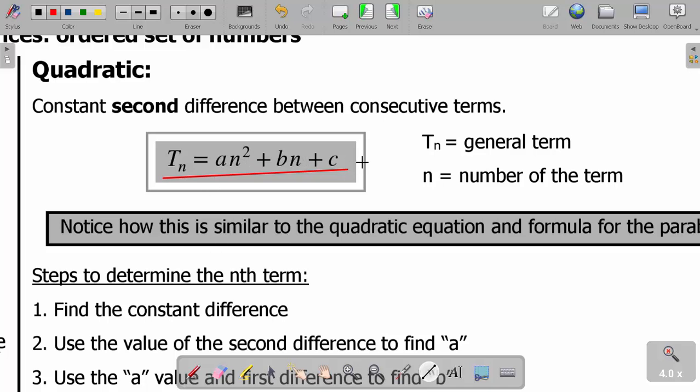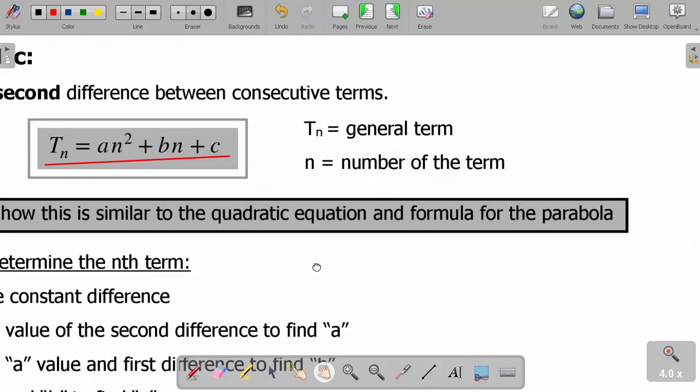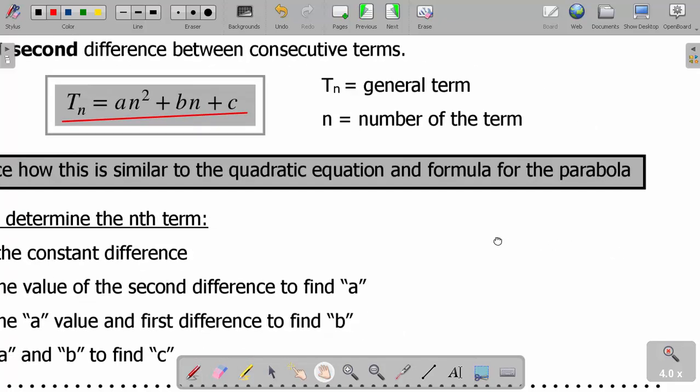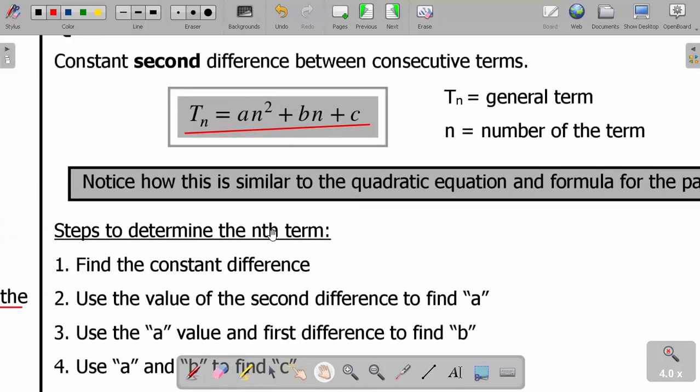If you remember the parabola in standard form, it is of the form y equals x squared plus bx plus c. So this is a parabola. This is similar to the parabola. So alright, that's a quadratic.